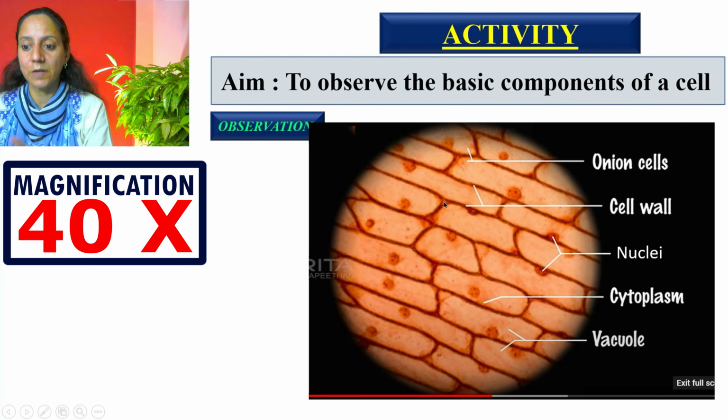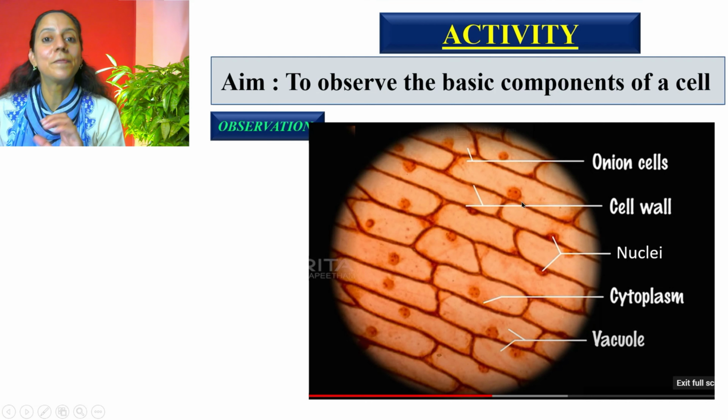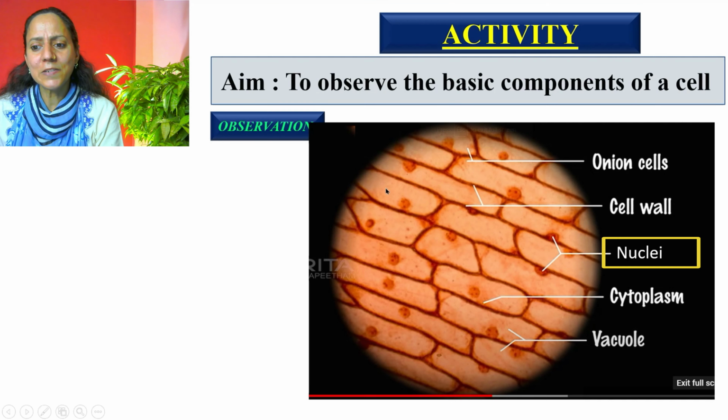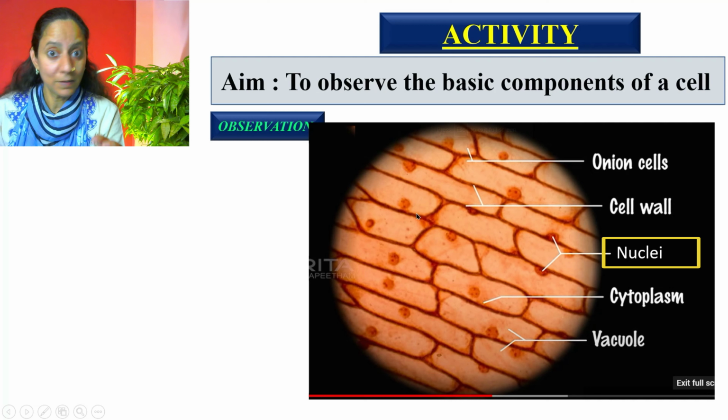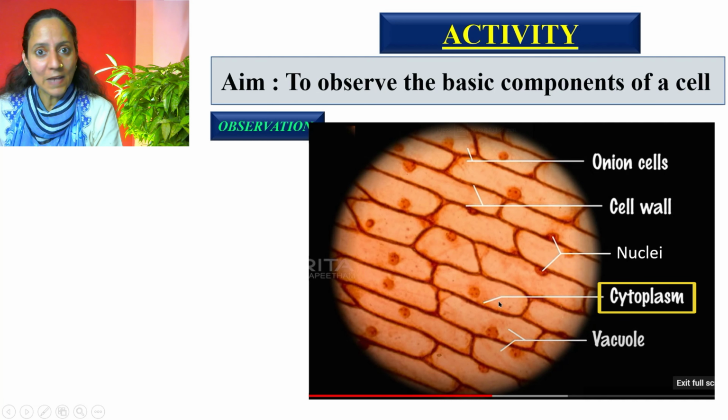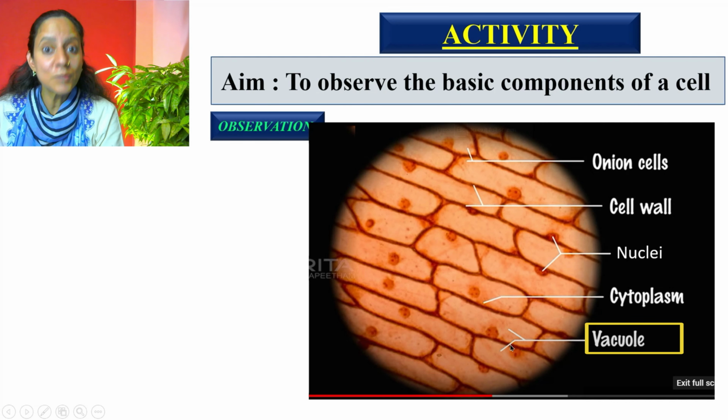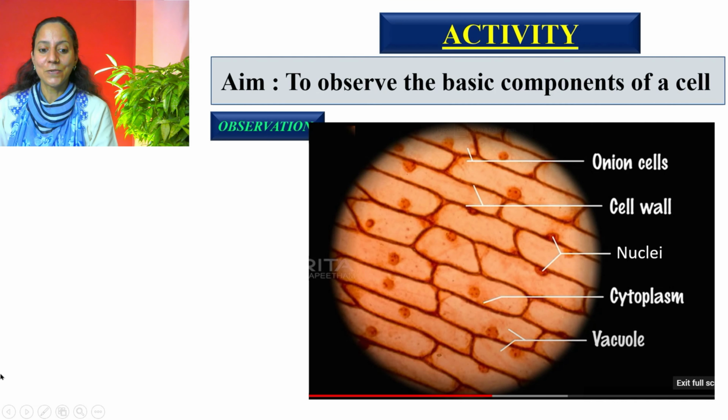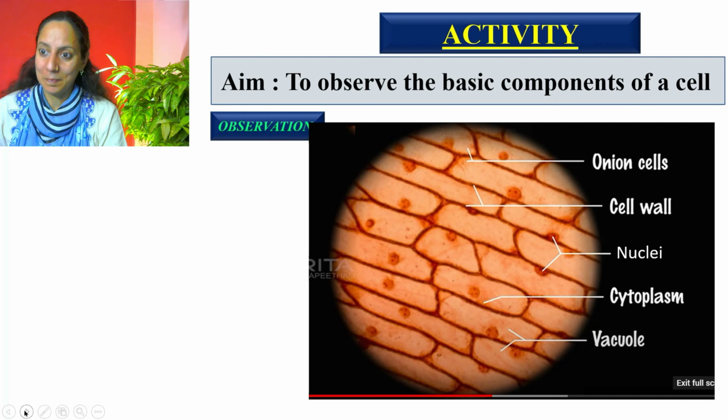When you observe this slide under the microscope at 40x magnification of the compound microscope, you are going to observe these things. You will see the outer thick cell wall, the nucleus somewhere in one corner as a darkly stained body, and the cytoplasm will be visible. Even vacuoles will be visible very faintly. So these are the basic components of a plant cell.